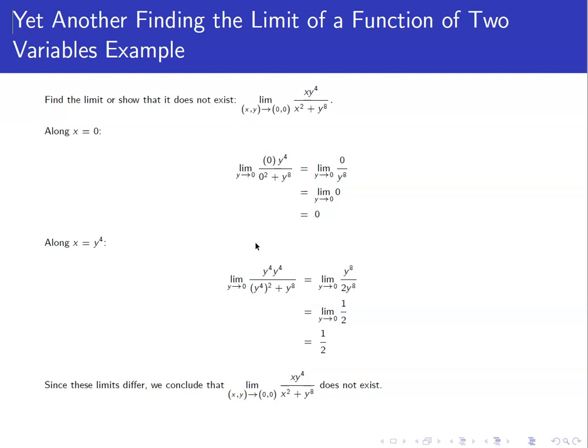That still goes through the point (0, 0). If we replace x with y to the fourth, we get y to the eighth on top and 2 y to the eighth on the bottom. That accomplishes our goal of being able to do some canceling out. The y to the eighths cancel, we get 1/2. And if we take that limit as y goes to 0, we get 1/2. So now I've got two different answers for a limit, which means that the limit cannot exist.